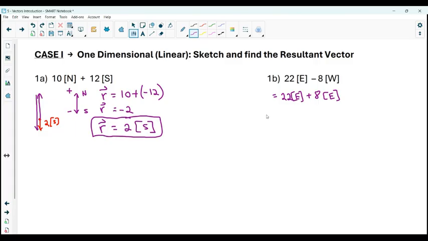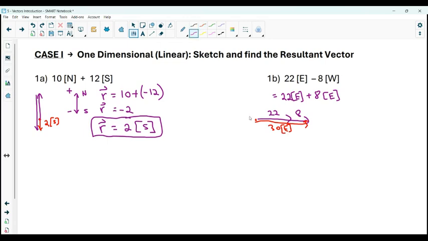Now let's draw a picture. This would be 22 like that to the east, and then another 8 to the east. And you add those together and that's easy to figure out. I started here and I ended over here. That's going to be 30 to the east.